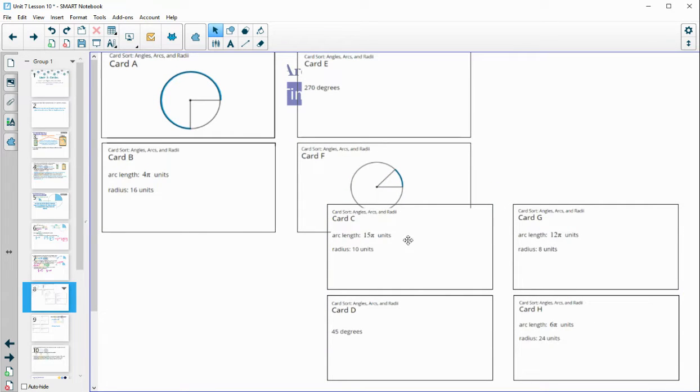All right, hopefully you can see those a little bit better. You can pause the screen and then try and sort those.